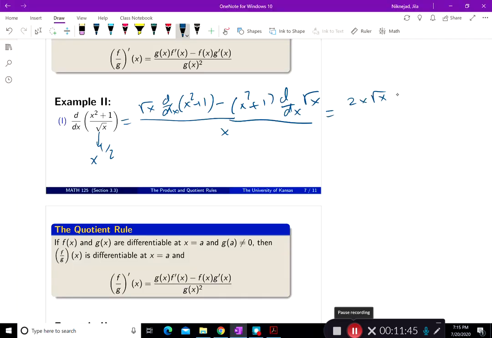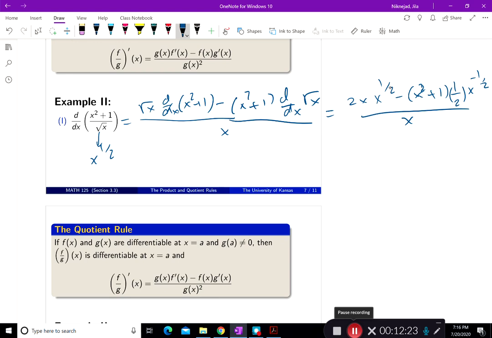So let's do a few. Minus the derivative of square root of x is 1/2 times x to the power negative 1/2, and divided by x still. So here it makes sense. And remember, square root of x actually is x to the power 1/2.